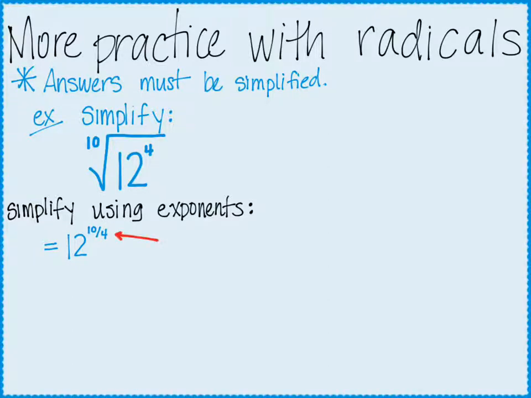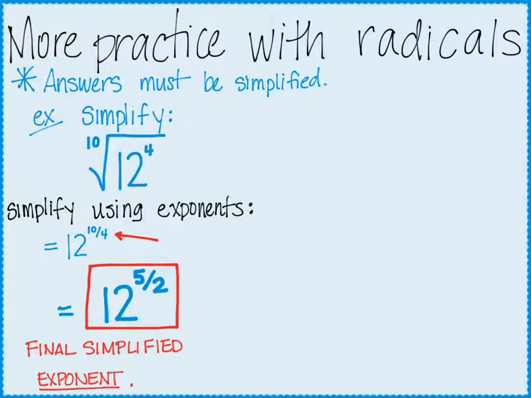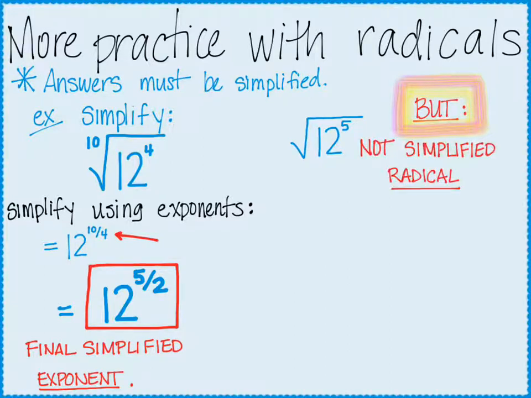Well, 10 over 4, 10 fourths, reduces, and you end up with 12 to the 5 halves. And that would be reducing or simplifying this problem using exponents. But it's not a simplified problem if I was asked to look at it as a radical problem. So it's not simplified as a radical. So let's look at how we're going to do that.